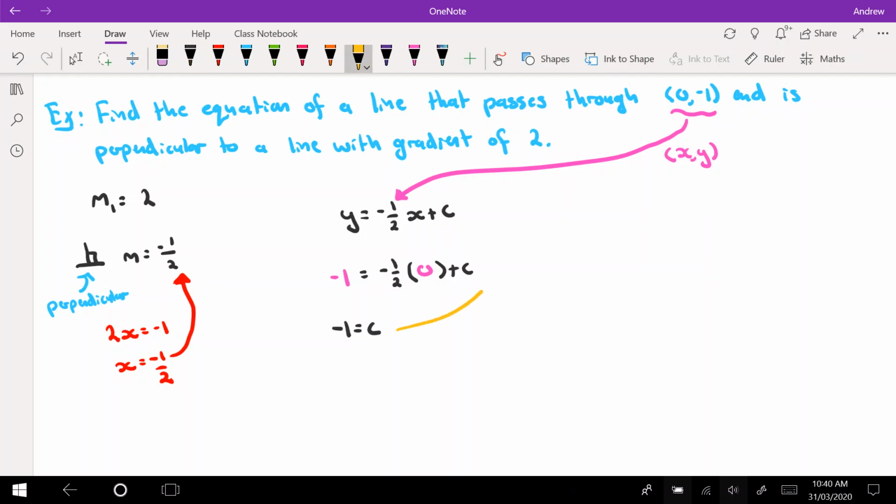And then I'm going to put that back into my first equation. So therefore, the equation of the line is y equals -1/2x take 1. Or you could also write it as y equals -x/2 take 1. Both of those would give you full marks. They're both absolutely fine, but it just depends on what you prefer to write.